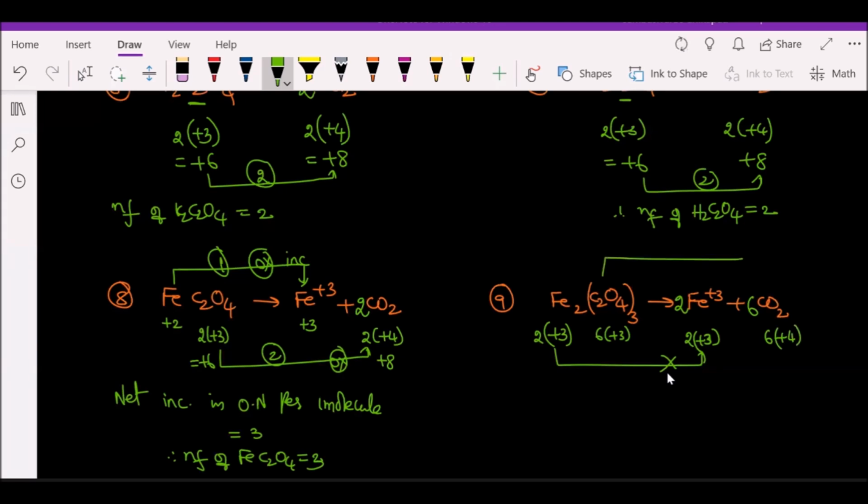So how much is this value here? +18 changing into +24. So the change is 6 here. Iron is not undergoing oxidation, only carbon is undergoing oxidation. Therefore, the net increase in oxidation number is 6. So the N factor of ferric oxalate, Fe2(C2O4)3, is 6.